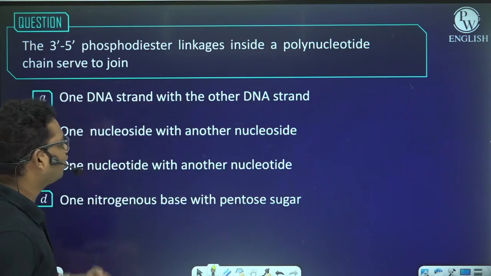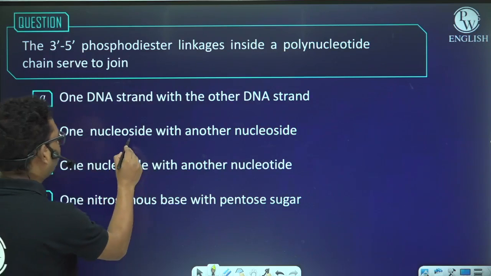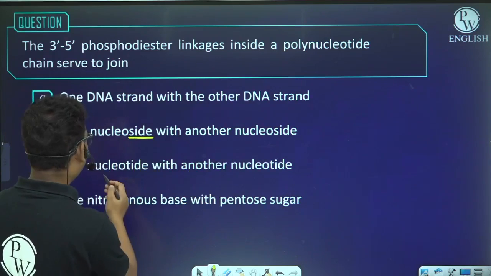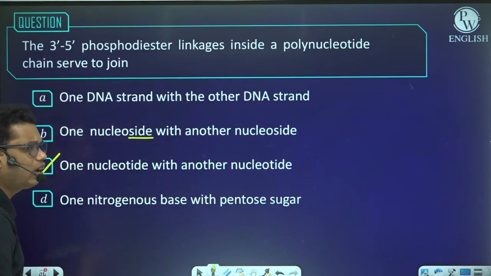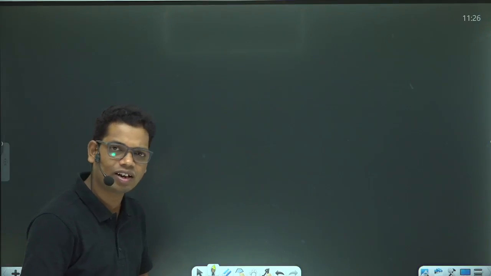One nucleotide with another nucleotide. Not nucleoside, this is nucleotide. So one nucleotide with another nucleotide, so this is going to be the answer. Okay, so let me tell you one important point: what are the different linkages in a DNA molecule?